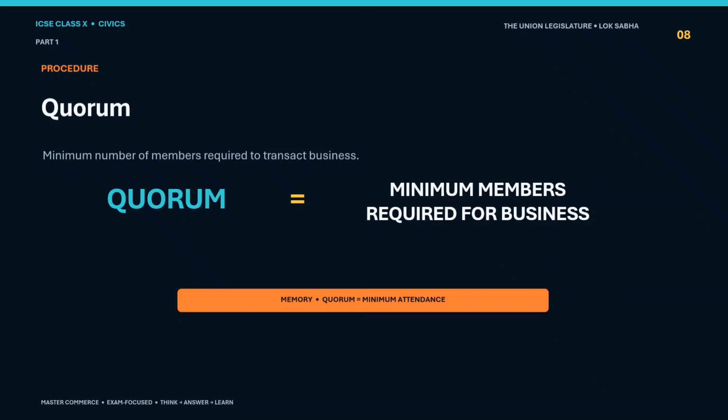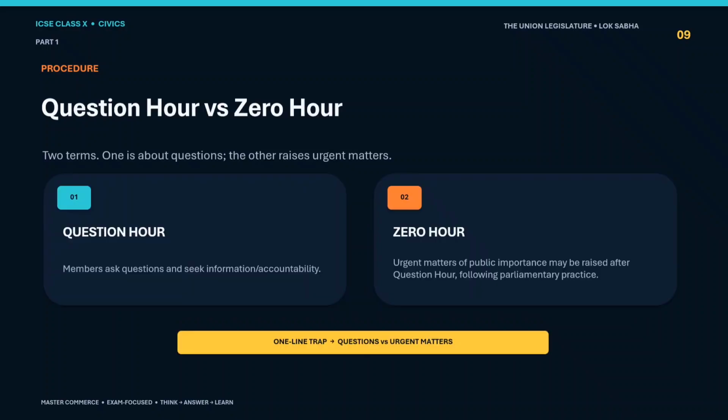The next procedure is quorum. Suppose a house has very important business to conduct, but the required minimum attendance is not present. Can the house normally conduct its business? This is where quorum comes in. Quorum means the minimum number of members required to transact a business. So whenever you hear the word quorum, immediately think minimum attendance required for business, and this stands as 1/10 of Lok Sabha or Rajya Sabha, that is the total membership.